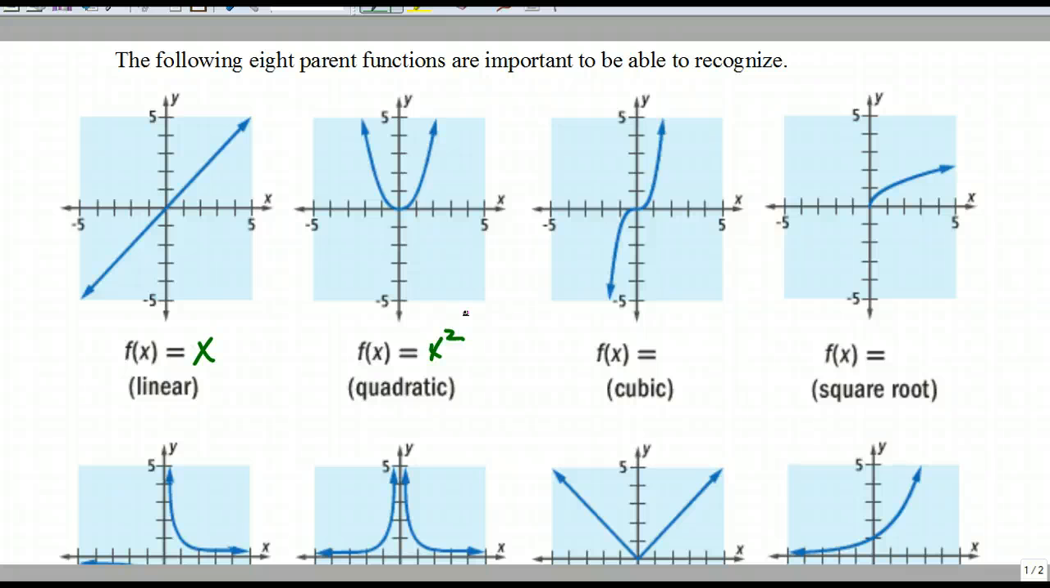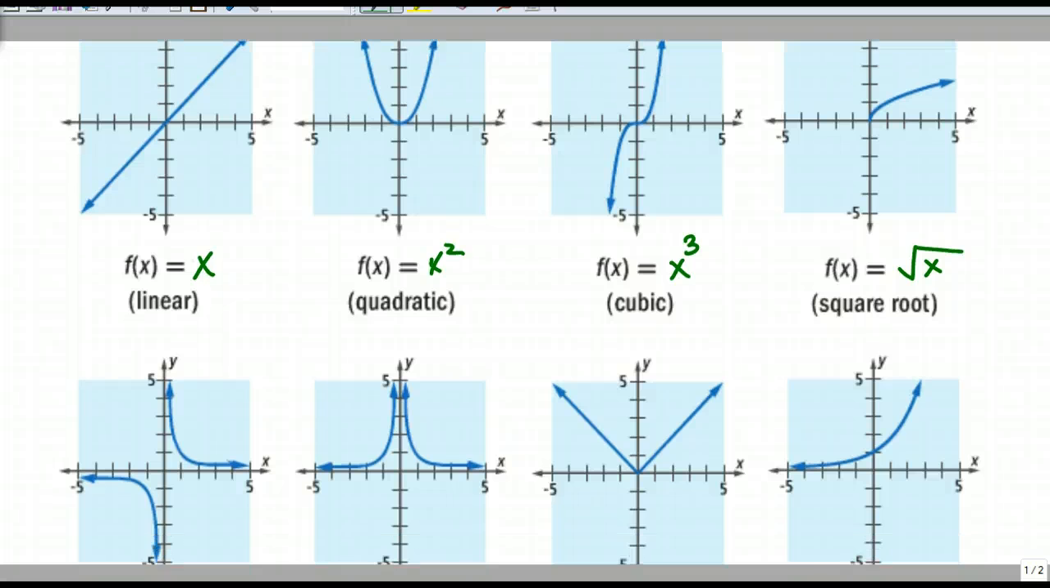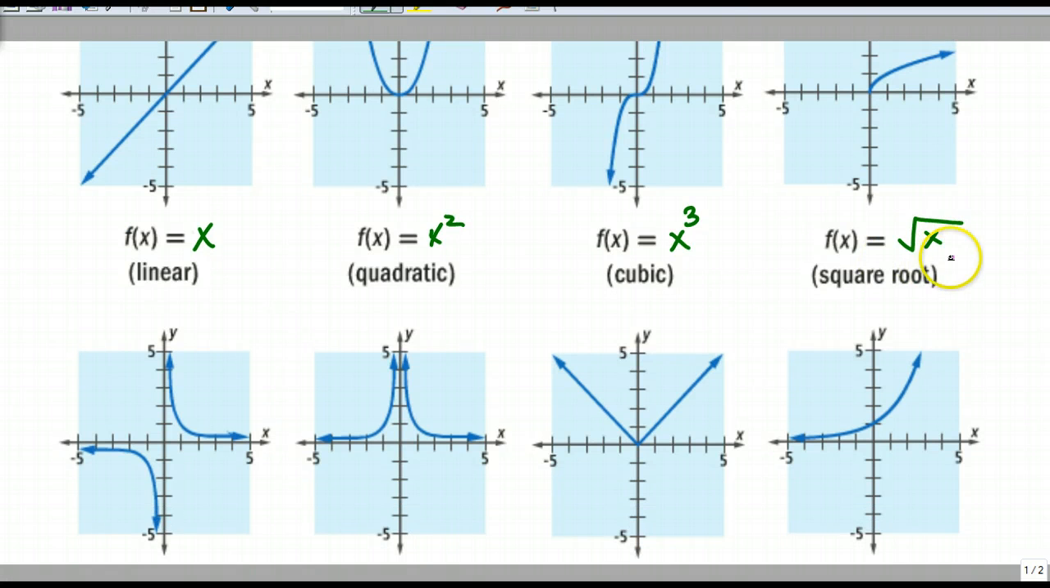Okay? The next one is cubic. So it's going to be x cubed. And then the next one is the square root of x. So that one would look like this. So this is all for real numbers. I'm not doing imaginary.